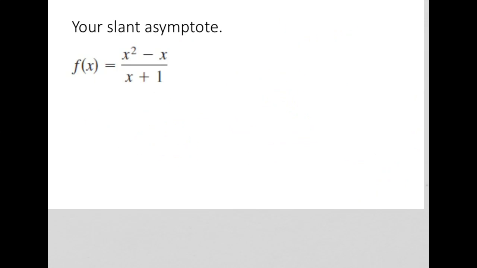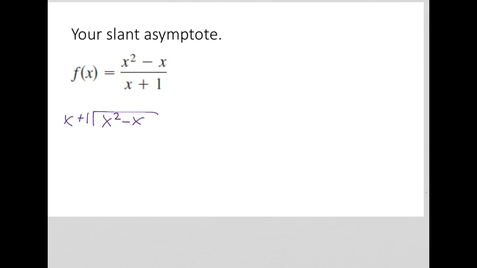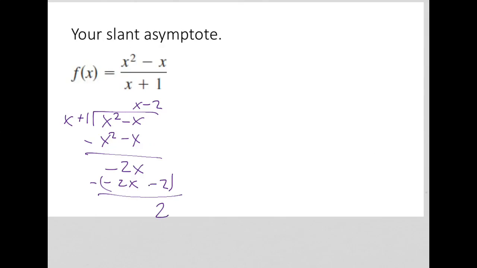So again, let's do some long division. We're going to be dividing x plus 1 into x squared minus x. X goes into x squared, x times. x times x is x squared. x times 1 is x, and we are subtracting both of these. So we get negative 2x. And then x goes into negative 2x, negative 2 times. Negative 2 times x is negative 2x. Negative 2 times 1 is negative 2. I'm subtracting that whole thing. So 0 minus negative 2 is actually positive 2.